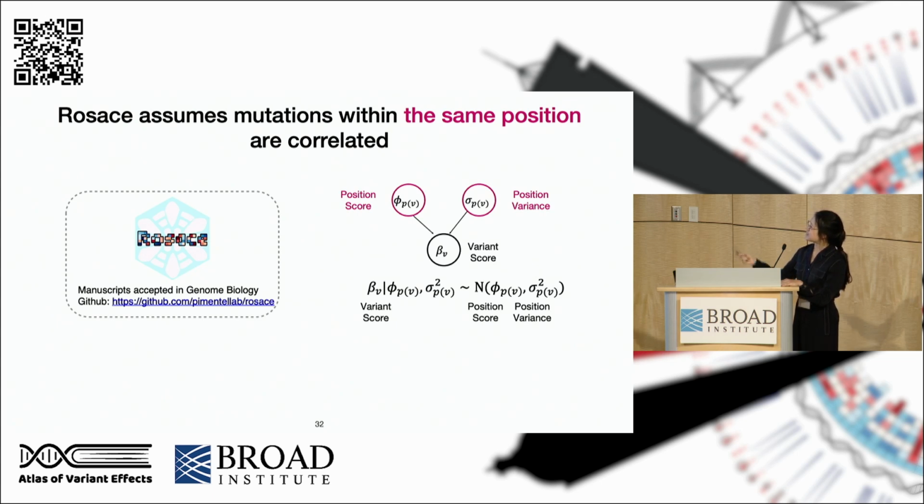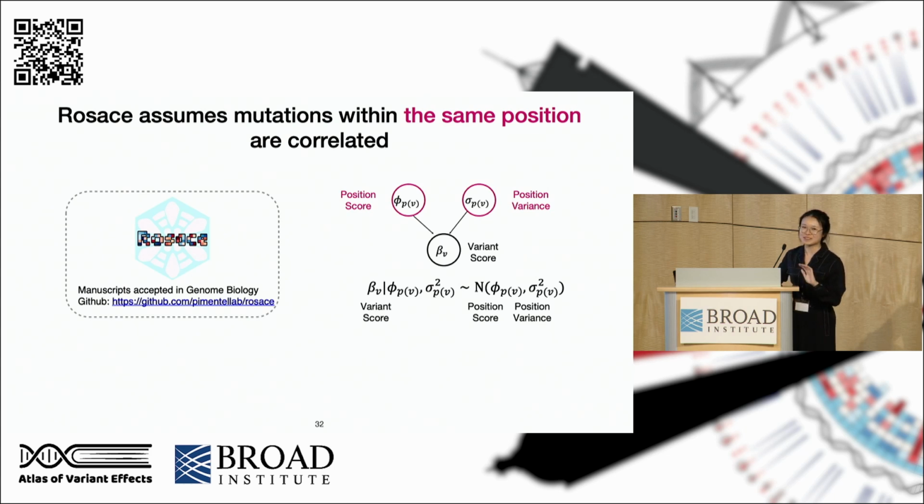So, just using a more mathematical term to describe how we build this assumption into our model. The prior, we use a Bayesian method, so we believe in the prior. The prior of your variance score is going to be a normal distribution on your position score and position variance. And these are also estimated by the data.